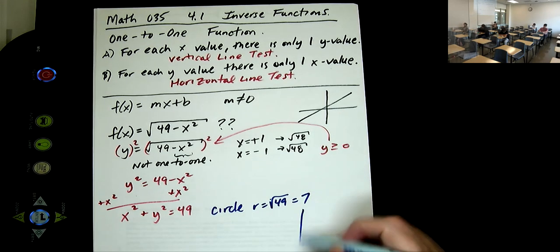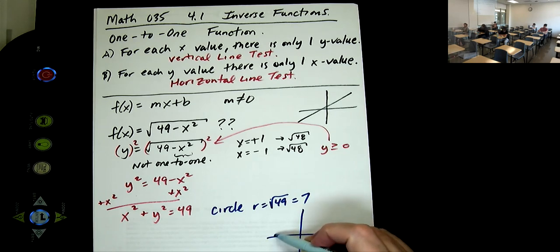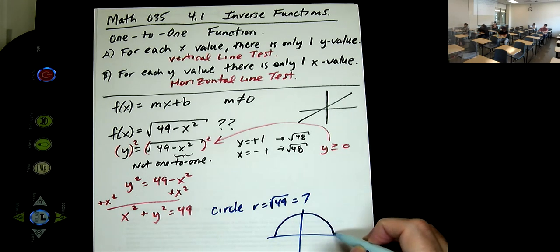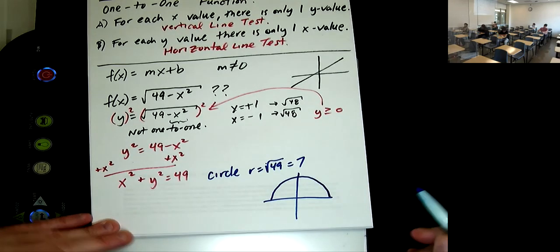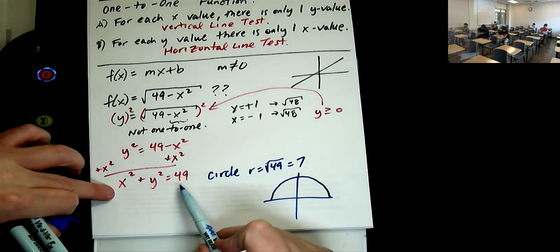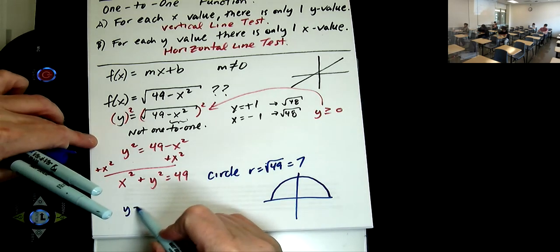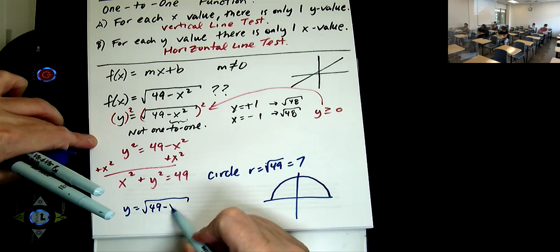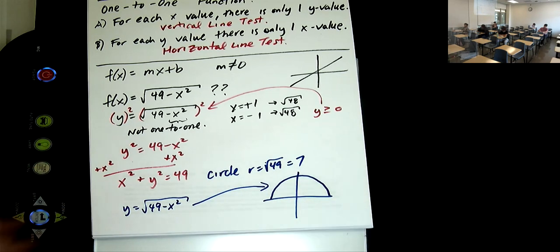But since y can only be the positive part, it's just a half circle. So this equation is the whole circle. y equals the square root of 49 minus x squared is the top half of the circle. So sometimes you can do little things to see what it looks like graphically without having to pull up Desmos or some graphing utility. And I can see right there, this does not pass the one-to-one test.